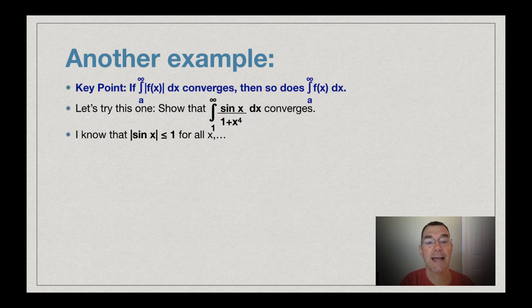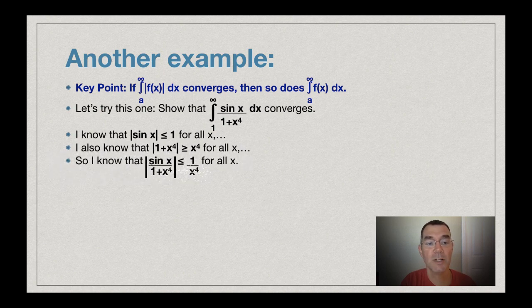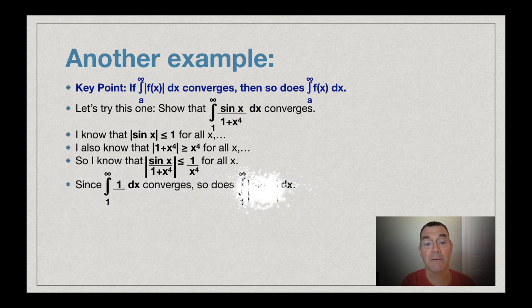Well, I know that the absolute value of sine x is less than or equal to 1 for all x's. I also know that the absolute value of 1 plus x to the fourth is bigger than x to the fourth for all x's. I didn't even need that equal sign on the bottom, so it's actually strictly greater than. So I know that the absolute value of the function I was given is always going to be less than or equal to 1 over x to the fourth.